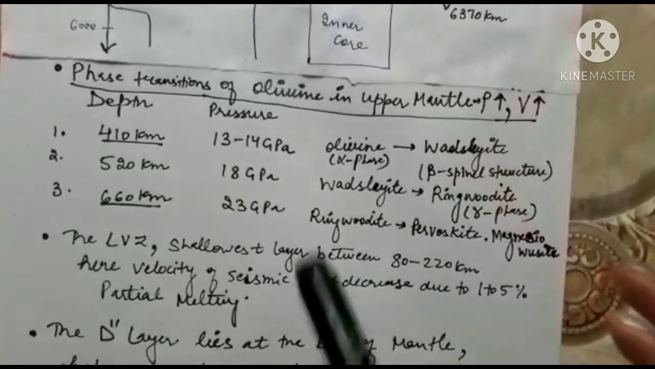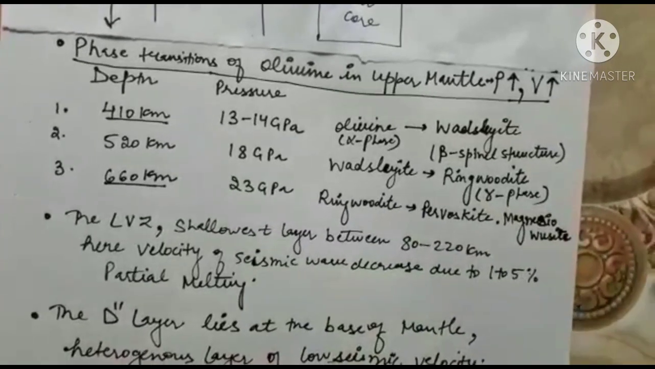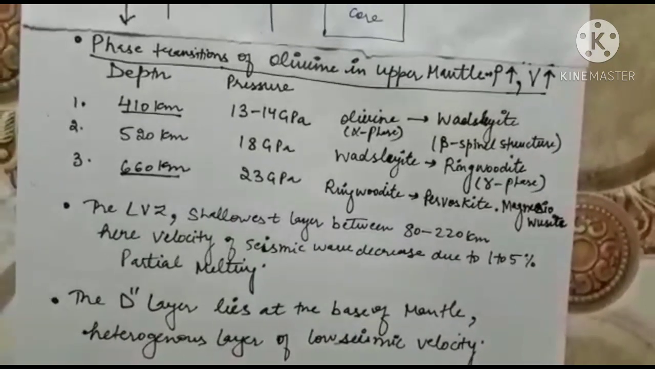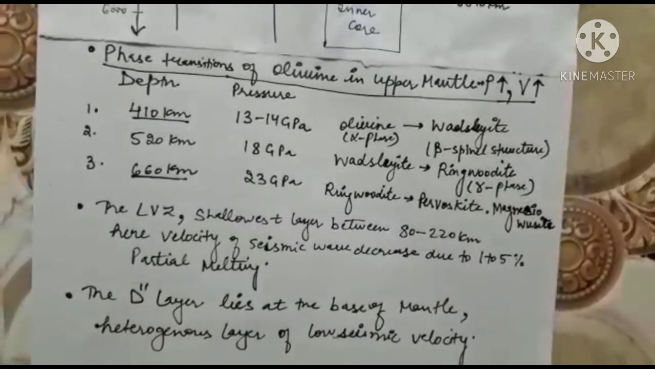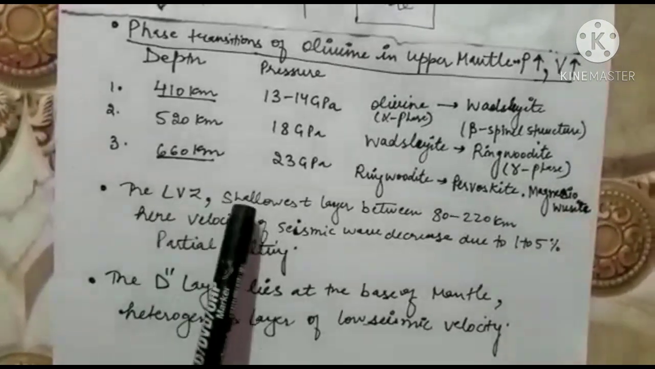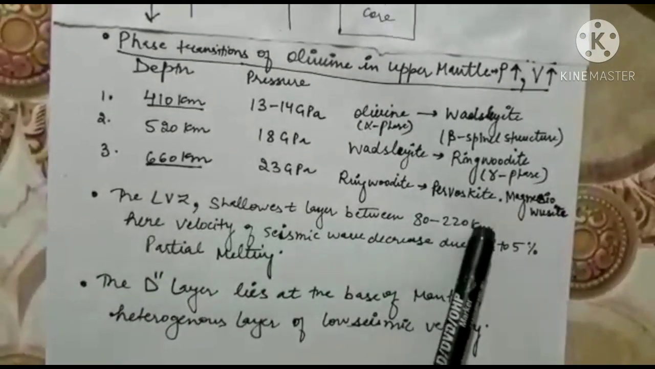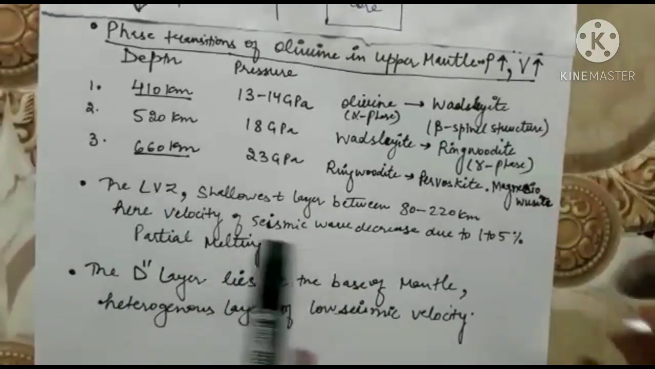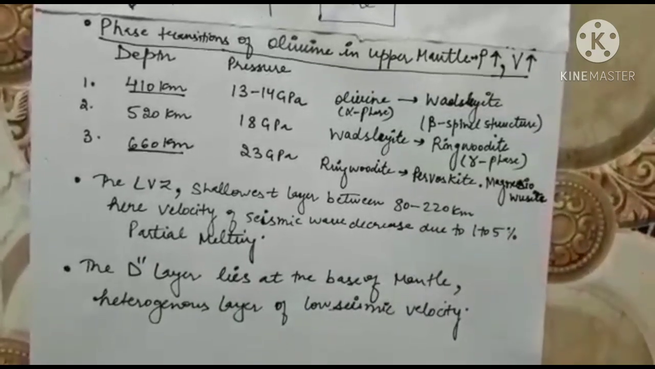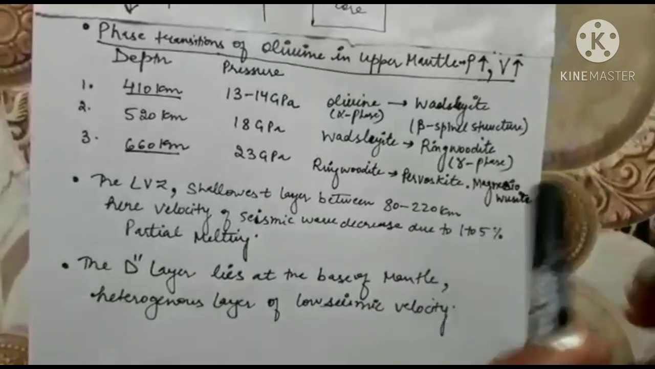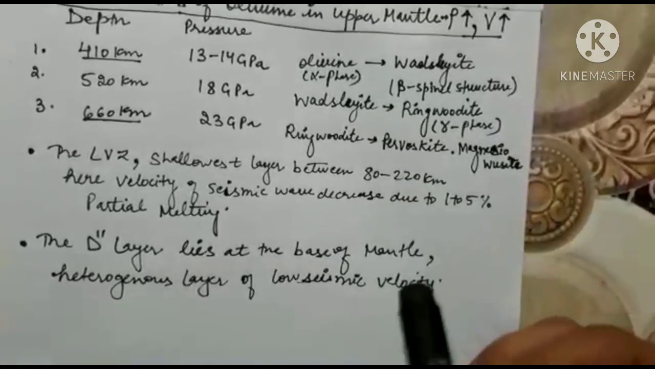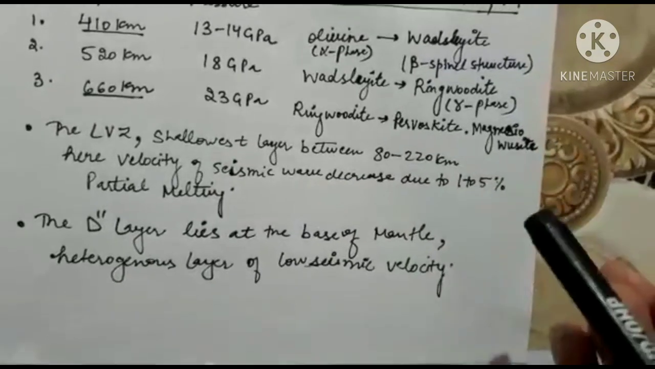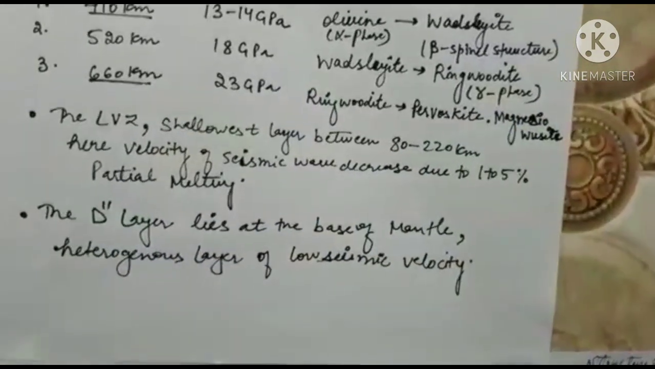The significance of these phase transitions is that they result in an increase in density as well as seismic velocity in the mantle. The LVZ is the shallowest layer between 80 to 220 kilometer in the mantle. It is the low velocity zone. Here the velocities are decreasing. Why? Because in the mantle, I know that it is solid, but 1 to 5% partial melting is occurring over there. That is why the LVZ lies in the mantle.